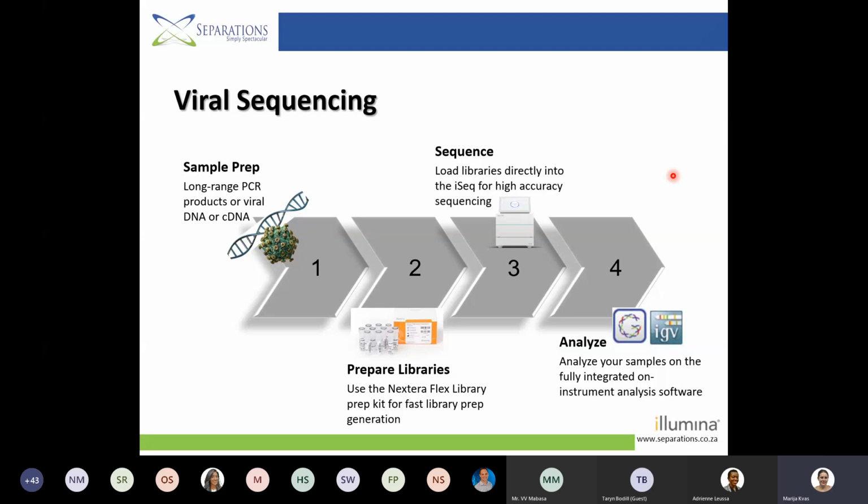If we look at viral sequencing, like I mentioned, you can do either DNA or RNA viruses. You can also PCR your virus. It doesn't have to be directly from, let's say, a clinical sample. You would obviously prepare it with Nextera Flex. The viral sequence is so small that you can sequence it on the iSeq. So if you're working on HIV or influenza viruses or rotaviruses, or if you're maybe interested in agricultural viruses like foot and mouth disease or African swine fever, then iSeq is a perfect instrument for you. And then you can also use base to analyze the data.